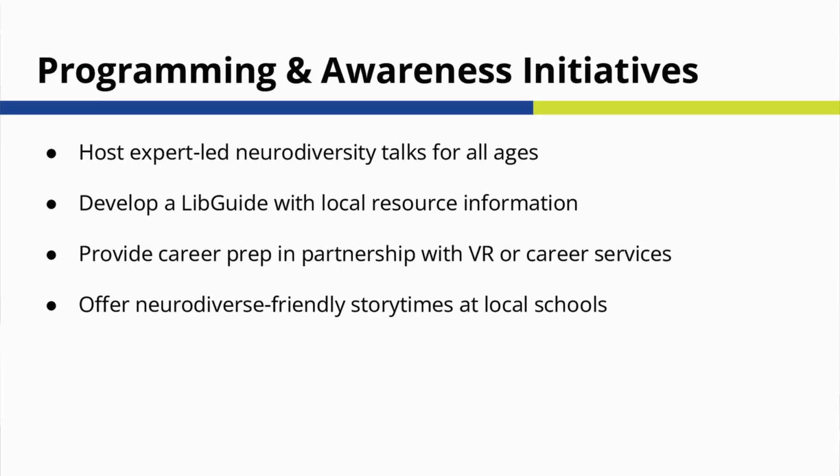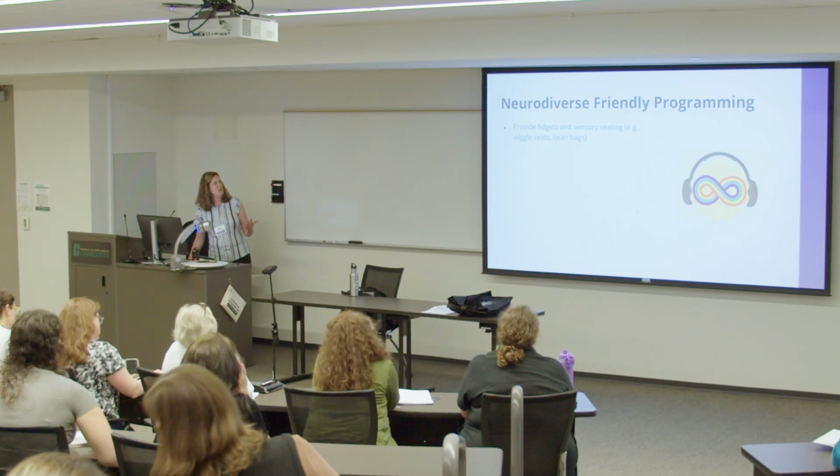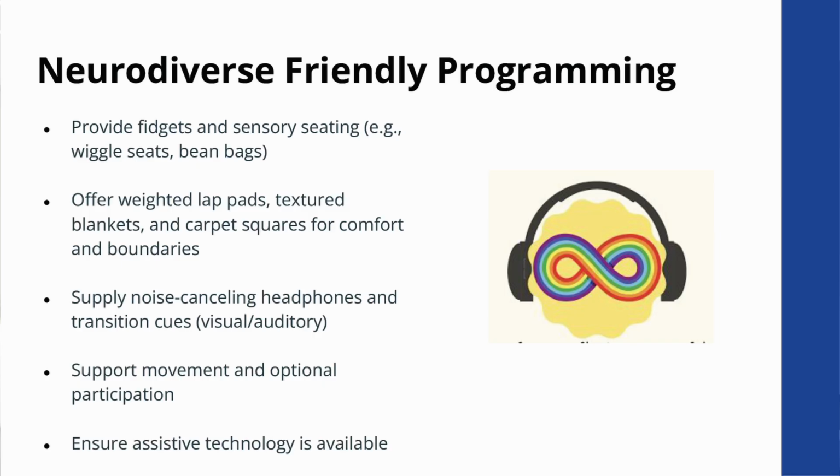And so during the programming, things you can do would be to provide fidgets, sensory seating, carpet squares, which can help our younger children know what their areas are, their boundaries. Noise-canceling headphones, transition cues. And then just allowing people to move if they need to, letting people get up and move around, and offering assistive technology.